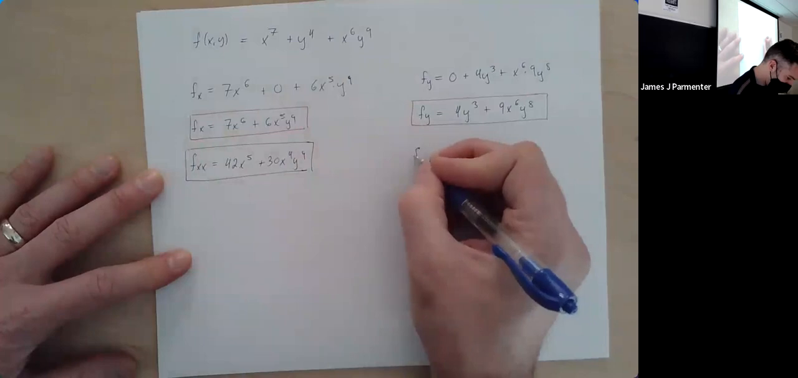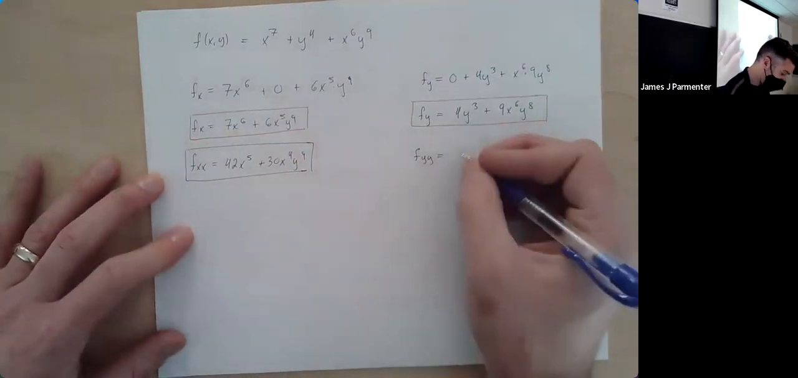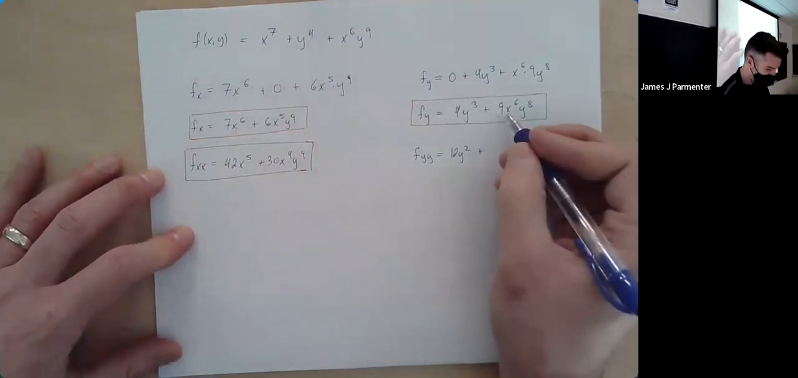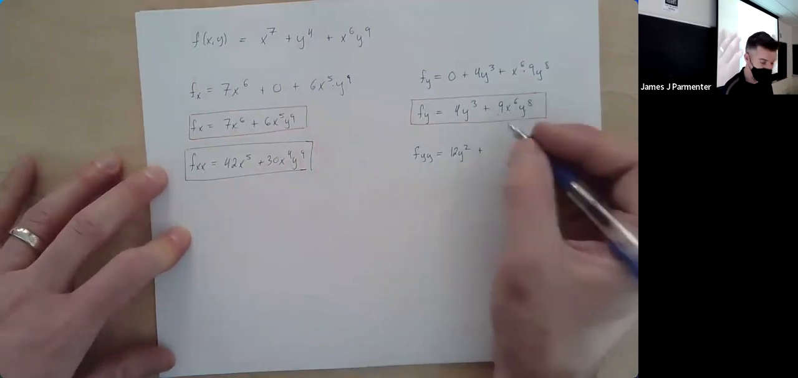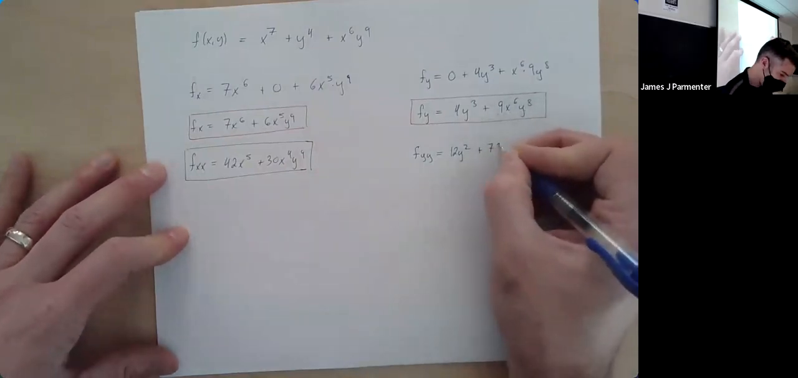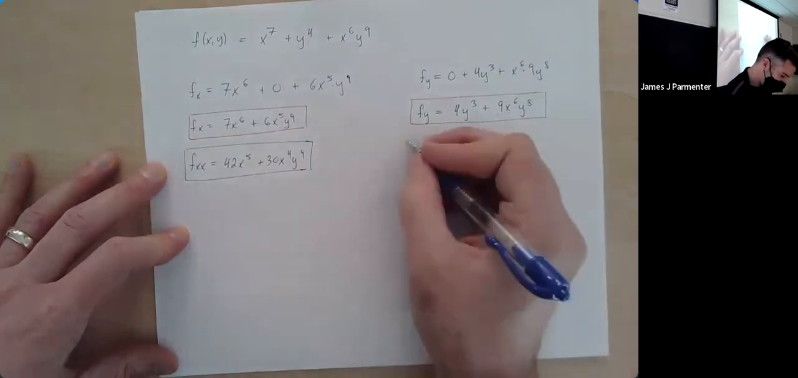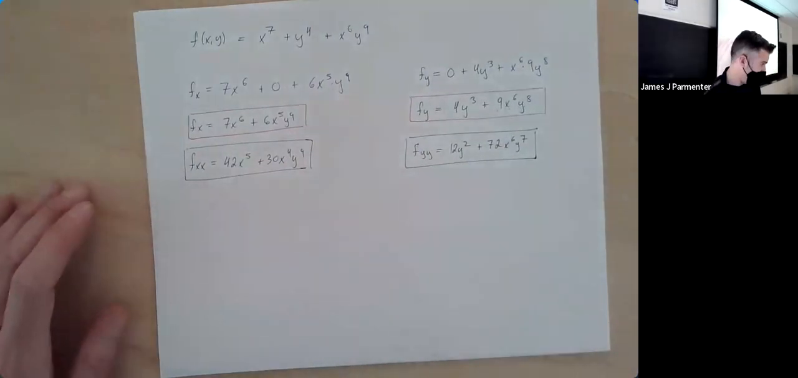And fyy, let's see, if we differentiate 4y cubed with respect to y, we're going to get 12y squared. If we differentiate 9x to the 6th, y to the 8th with respect to y, the 8 comes down and multiplies the 9, and 9 times 8 is 72, x to the 6th, y to the 7th. Now here's where I think things get kind of interesting.